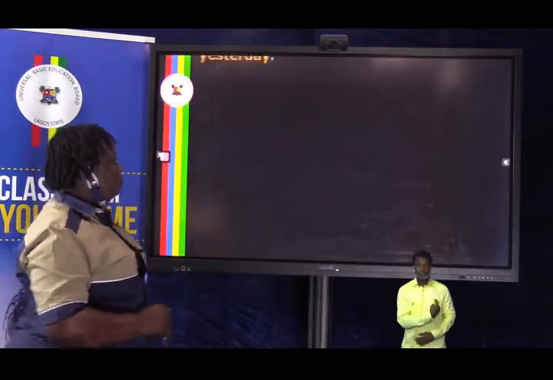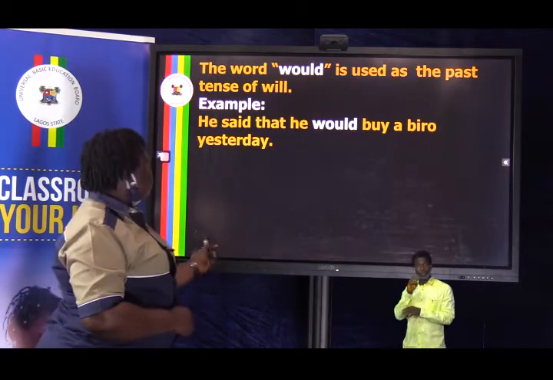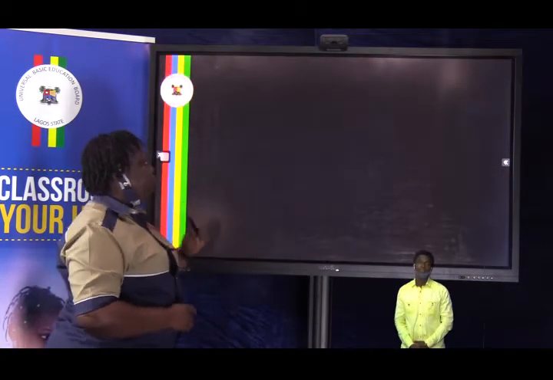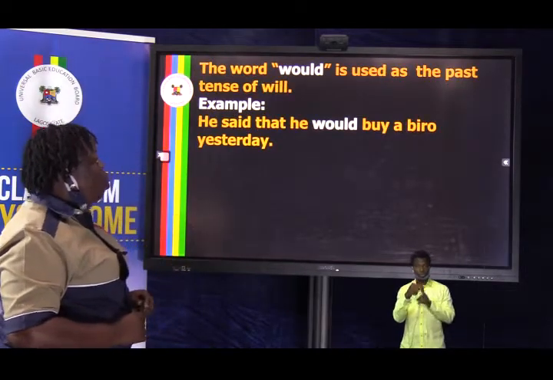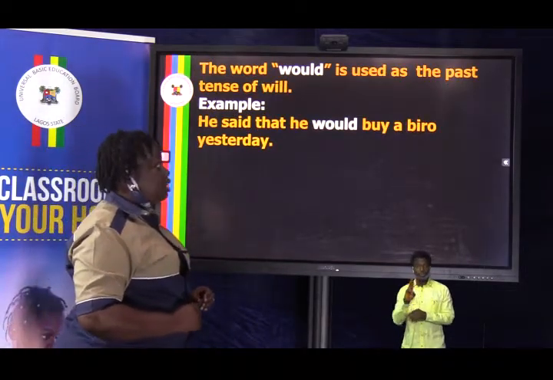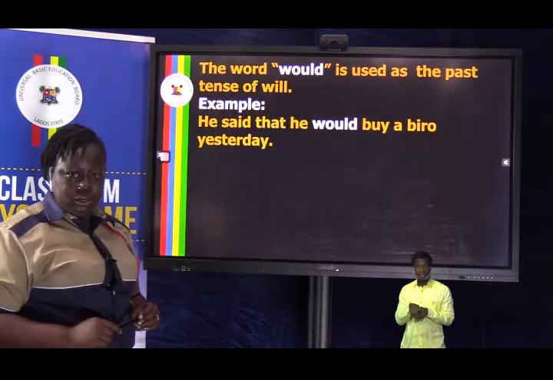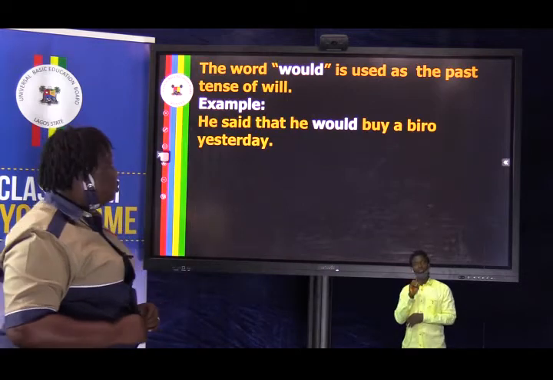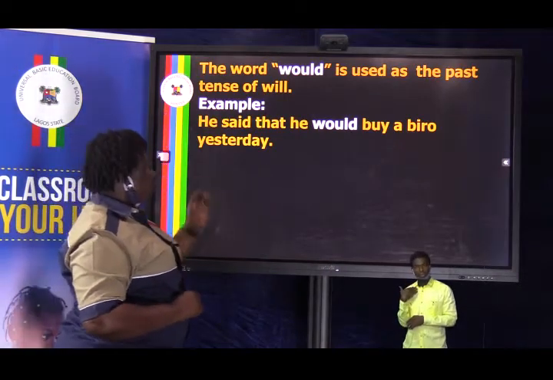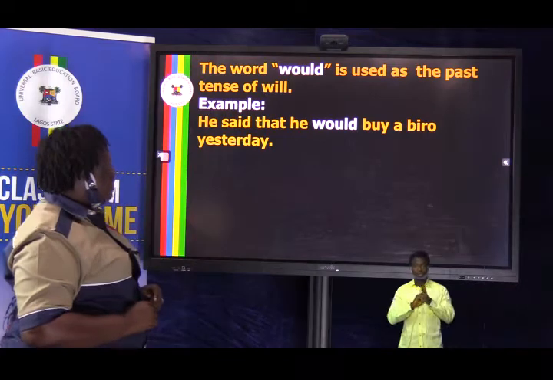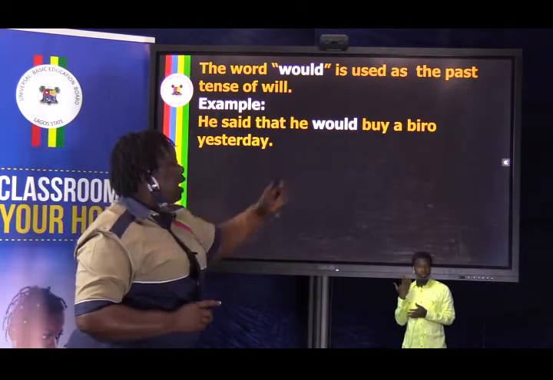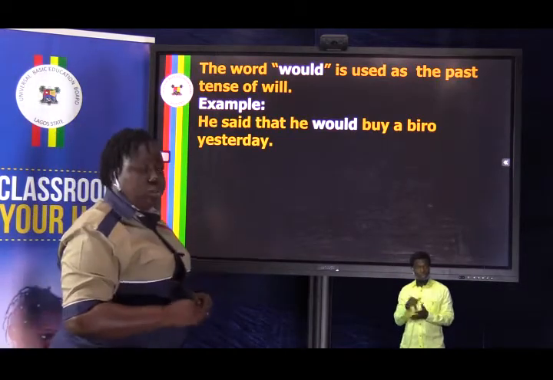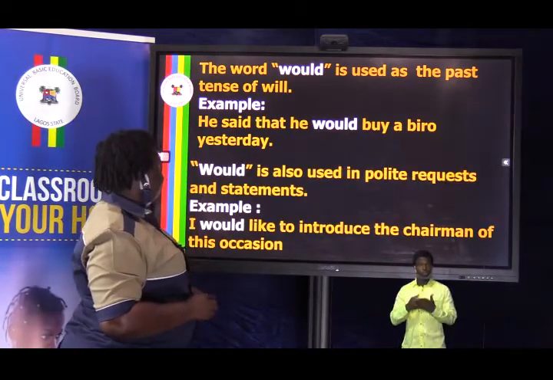Now let's look at would and should. The word would is used as the past tense of will. We already talked about will, so would is the past tense of will. This is an example. He said that he would buy a biro yesterday.